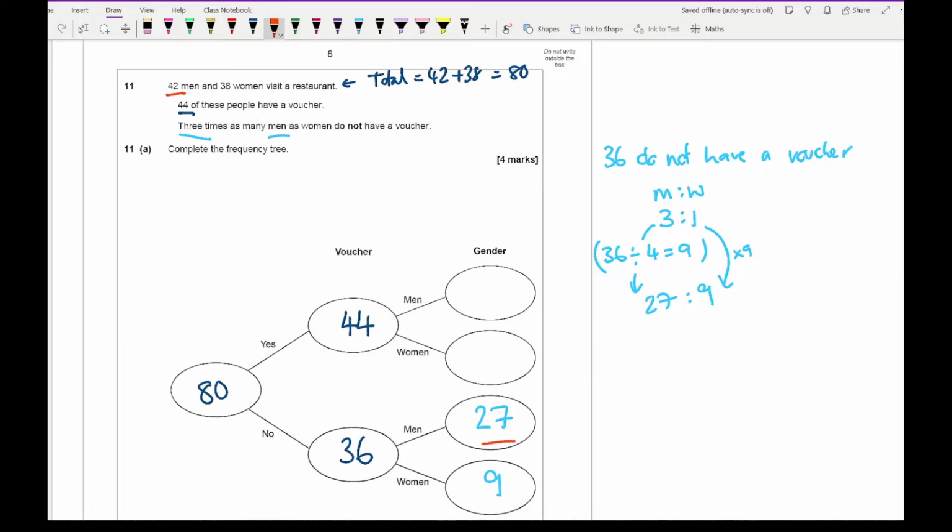Now to work out these, we know that there's 42 men. So if 27 do not have a voucher, to work out this one here, I just have to do 42 take away 27, and that gives me an answer of 15. And then to work out how many women are left, we know that there are 38 women. 9 do not have a voucher, so it's going to be 38 take away 9, which gives me an answer of 29.